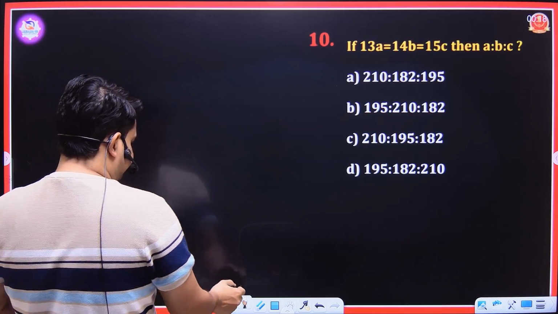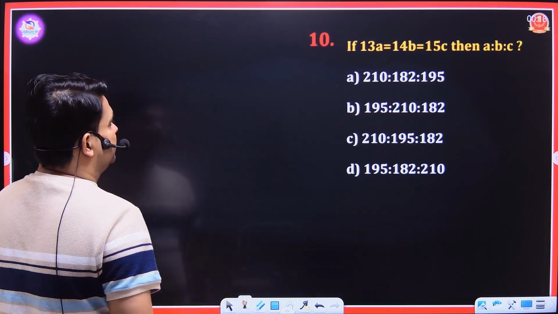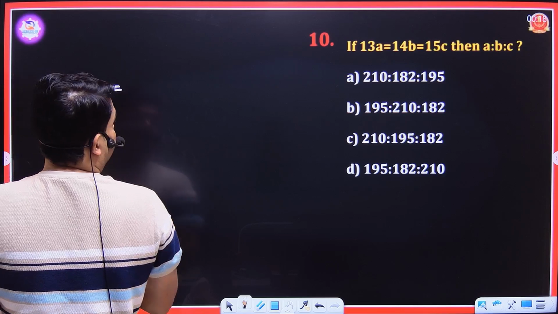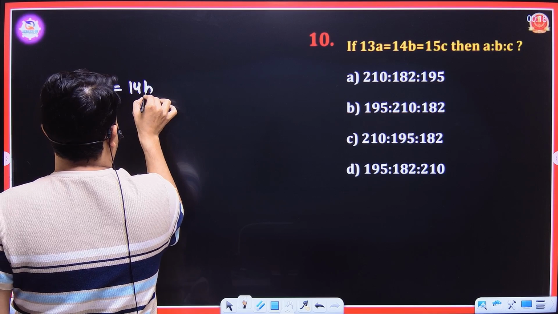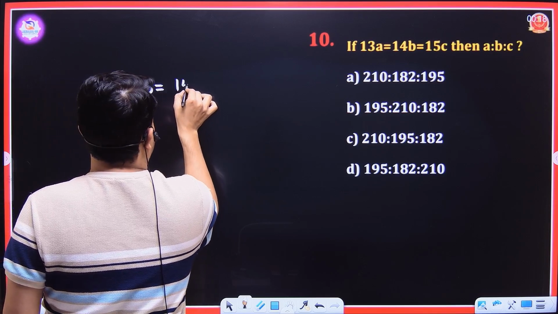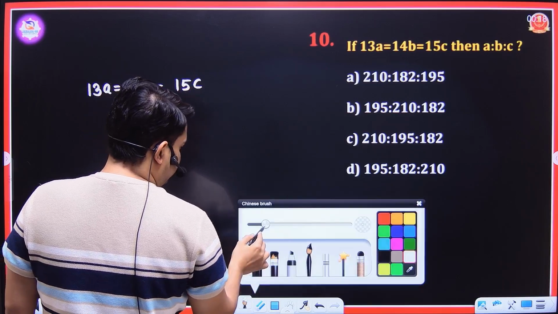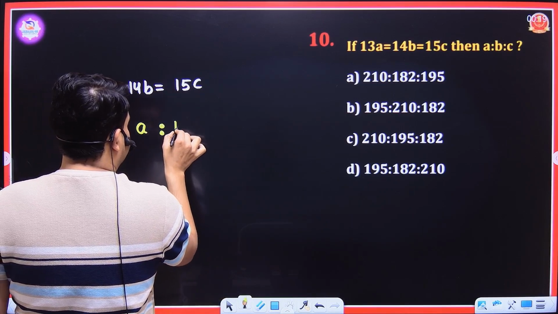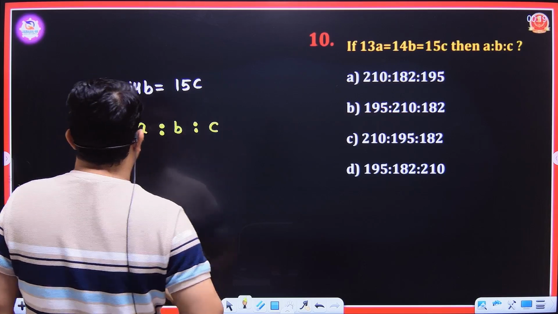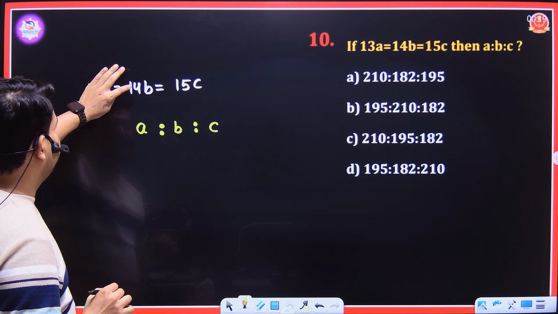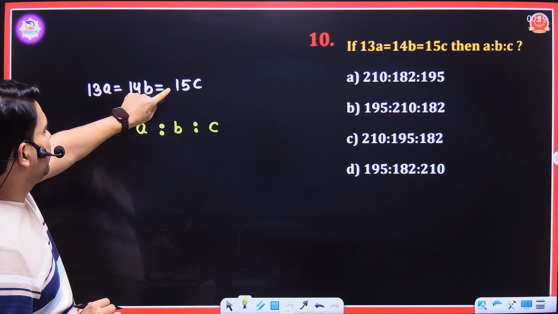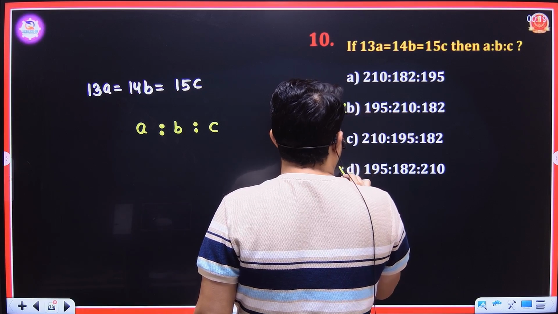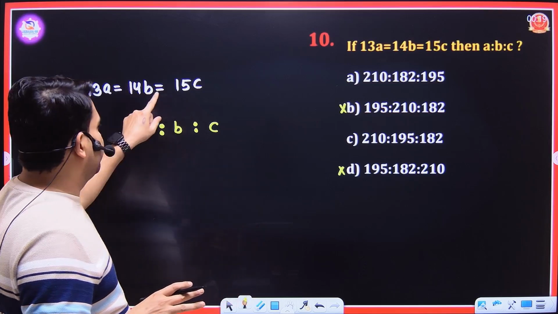Question number 10. What I have, 13 times A is equal to 14 times B is equal to 15 times C. So I have to write A ratio B ratio C. If I hide A, then I will write 14 into 15, and 14 into 15 is 210. These two options can be eliminated easily.